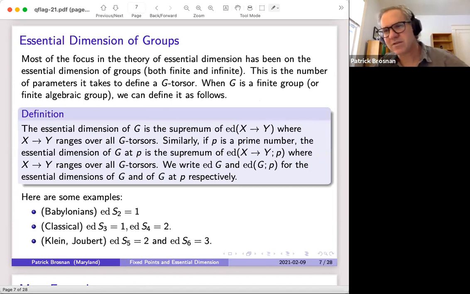Okay, and then I have two slides just reminding you of the history of essential dimension since the 90s, and maybe also the prehistory. Most of the focus on essential dimension has been on essential dimension of groups, both finite and infinite. This is the number of parameters that it takes to define a G-torsor. When G is a finite group or a finite algebraic group, we can define it as follows. The essential dimension of G is the supremum of ed X to Y, where X to Y ranges over all G-torsors. Similarly, if P is a prime number, the essential dimension of G at P is the supremum of all the essential dimensions of X to Y at P, where again X to Y ranges over all G-torsors. And since traditionally it's the essential dimension of G that people were most interested in, you write ed G and ed G at P for these things.